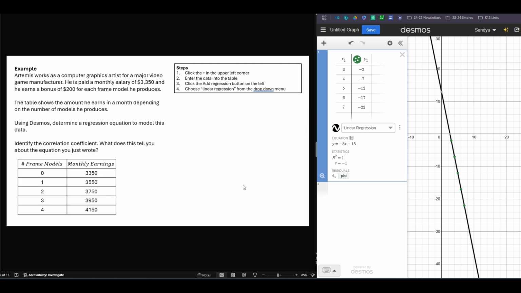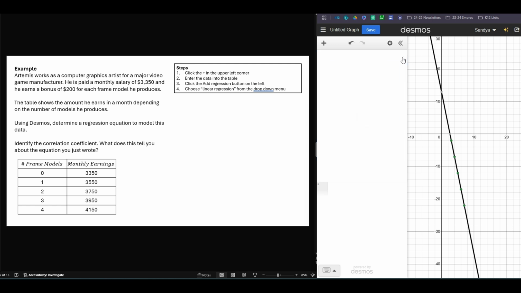Now let's look at this example. It says that Artemis works as a computer graphics artist for a major video game manufacturer. He's paid a monthly salary of $3,350 and he earns a bonus of $200 for each frame model he produces. The table shows the amount he earns in a month depending on the number of models he produces. Using Desmos, determine a regression equation to model this data.